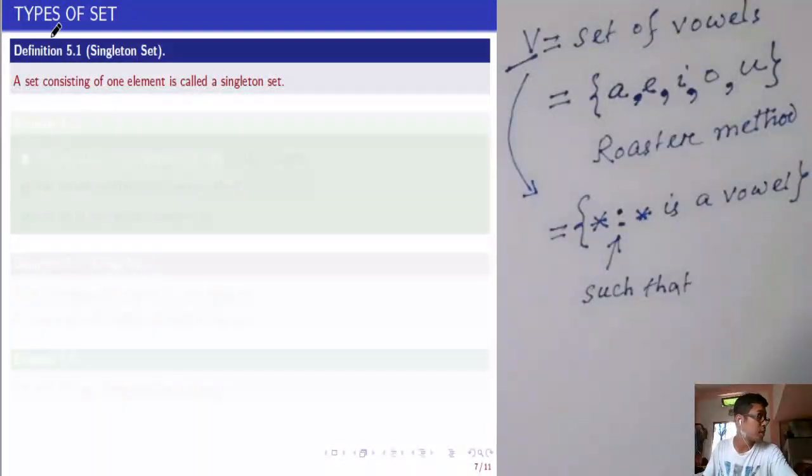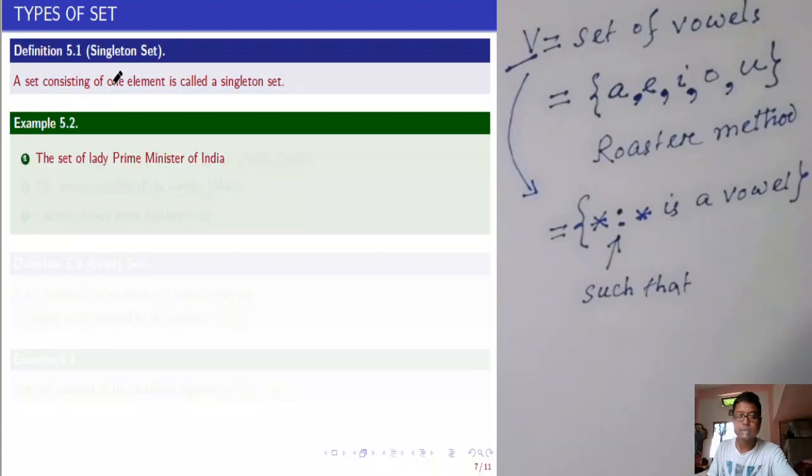Okay, types of set. There are different types of set. The first one is singleton set, and the word itself is saying the definition. A set consisting of one element is called a singleton set. Let me consider one example, then it will be clear to you. The set of Lady Prime Minister of India. I think everybody knows, the only Lady Prime Minister of India is Indira Gandhi.